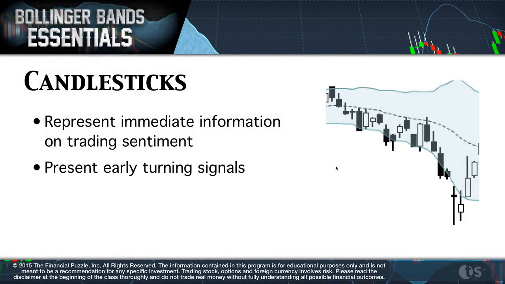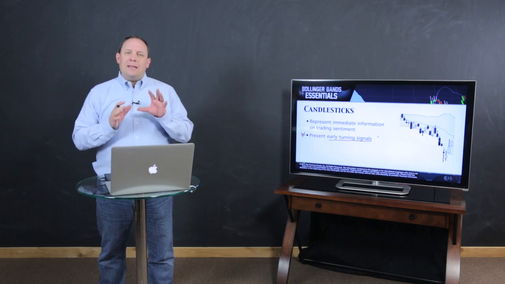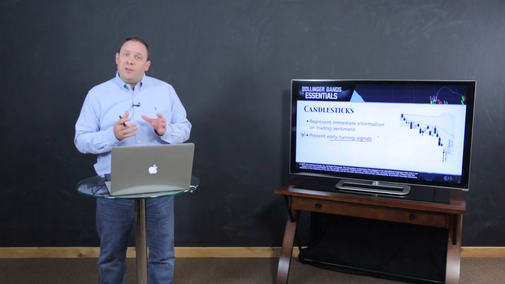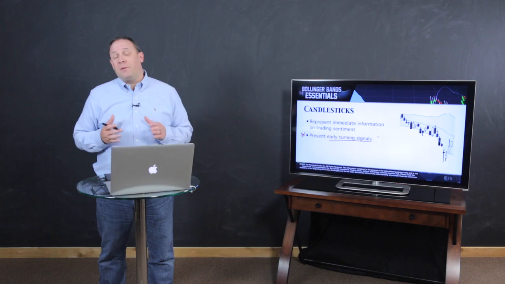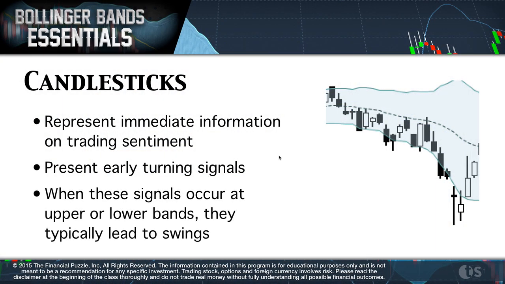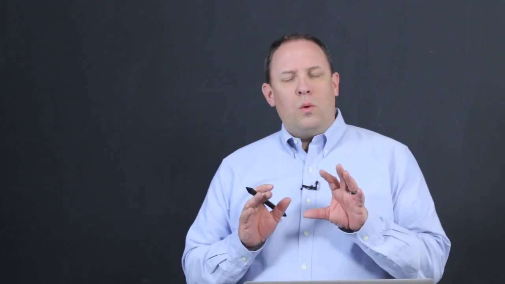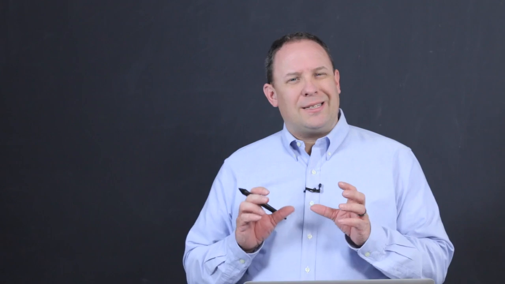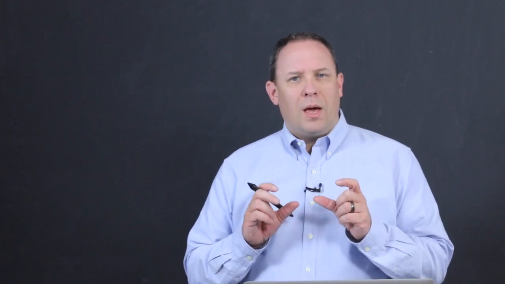So it's immediate information. It also is going to give us early turning signals. One of the greatest benefits of your candlesticks is the fact that within 1 or 2 trading sessions, we can see these candlestick formations forming, and those formations are pictures of trading sentiment of the people who are trading that stock. Now, as we look at those early turning signals, what you need to understand is when those signals occur, and specifically when they occur at upper and lower bands, they typically lead to swings in the stock, and that's what you're looking for. When we're looking at the Bollinger Bands and your candlesticks, these two tools work together really close together.